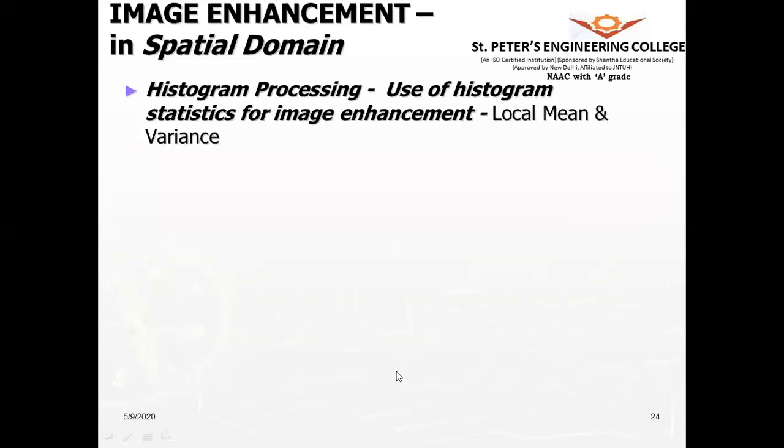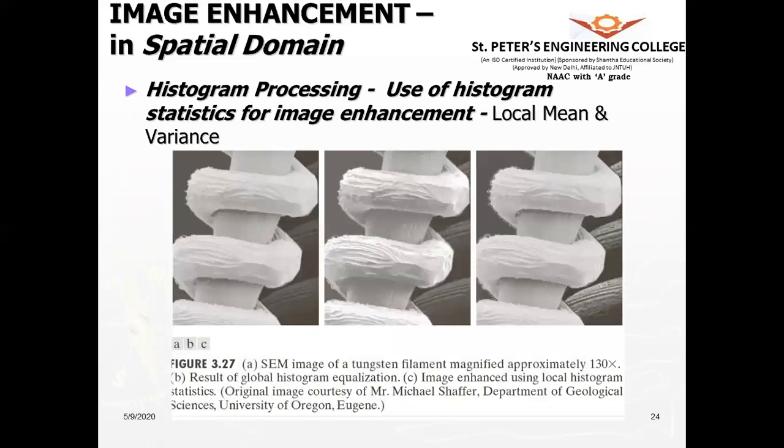You can also use the statistics of the image, that is the local mean and variance. If you use the local mean and variance, this is the resultant you get. This is the actual image of the failed tungsten filament, and this is the result of global histogram equalization, and this is by using the local histogram statistics. What are the statistics? Mean and variance. So you can use that and process this image.